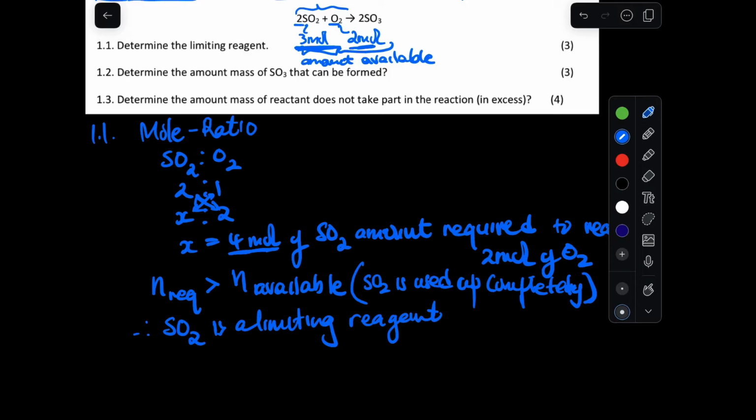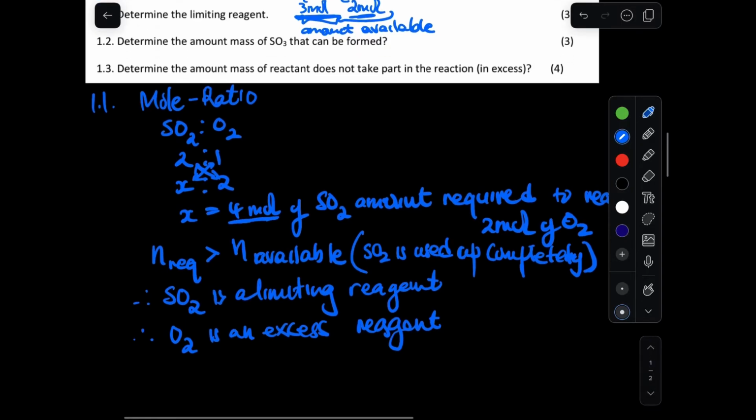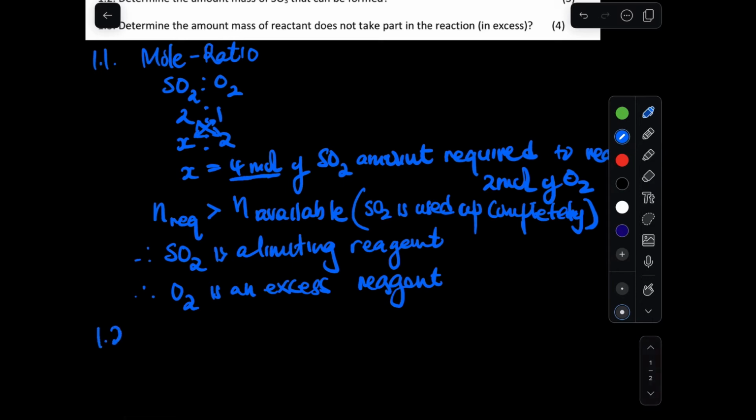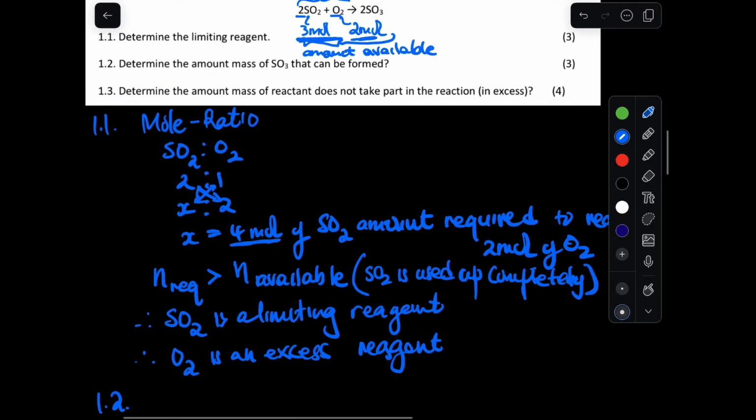In other words, we say that the oxygen is an excess reagent. So if the sulfur dioxide is the limiting reagent, that means the oxygen is a what? An excess reagent. Now 1.2. It says determine the mass of sulfur trioxide that can be formed.